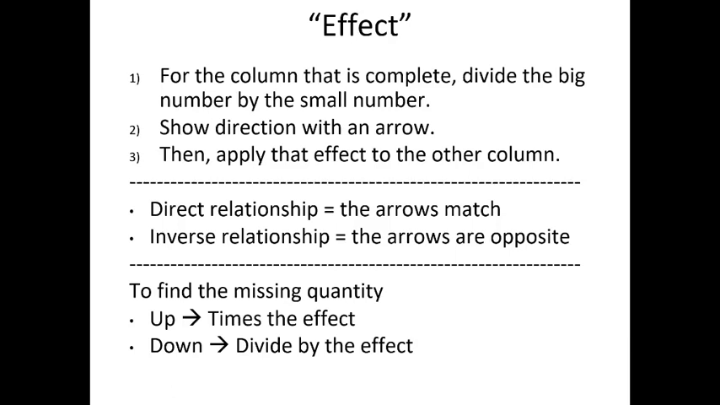And then to find the missing quantity, if you need to make it go up, you multiply the initial times the effect. Or if you need it to go down, you divide the initial value by the effect. And then afterwards, it'll make sense. You can kind of check yourself to see if it went the right direction.